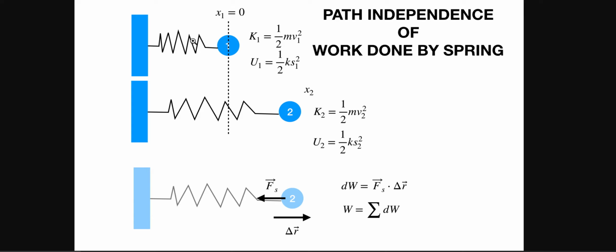So here's the situation that we have. I have a mass on a spring. I'm going to let it oscillate horizontally so we don't have to worry about the gravitational force. It's going to go from position 1 to 2, but it's going to go back and forth. So it's not just going to go straight from 1 to 2.